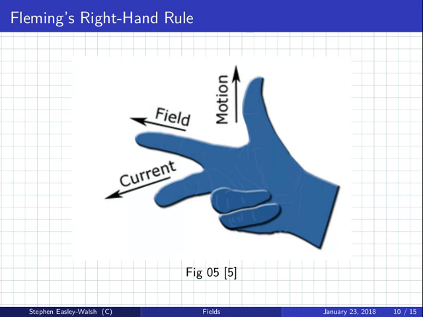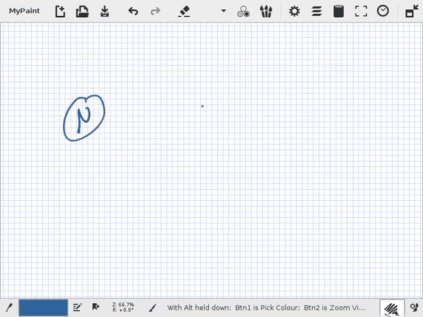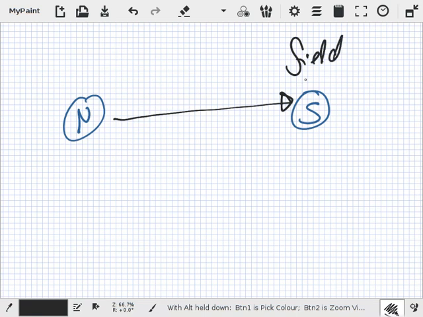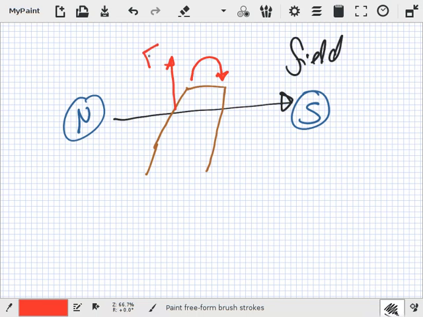So, if I try and draw here before, let's say this is north, this is south, this way is the field, and then you have something like this. So this wheel is turning this way, so there's a force acting up here, and I would like to know which way the current is. Is it coming out to me, or is it going into the page? Well, let's use the right-hand rule.